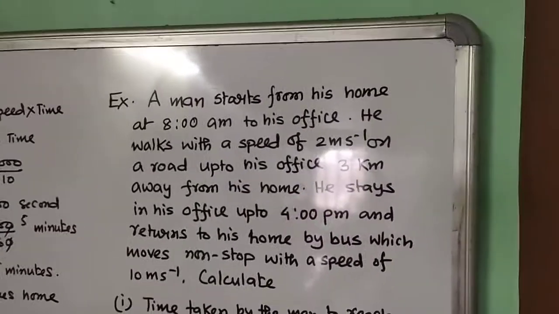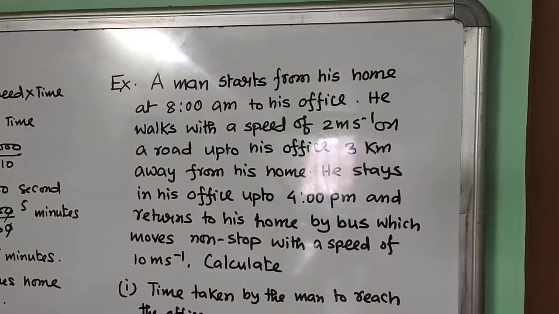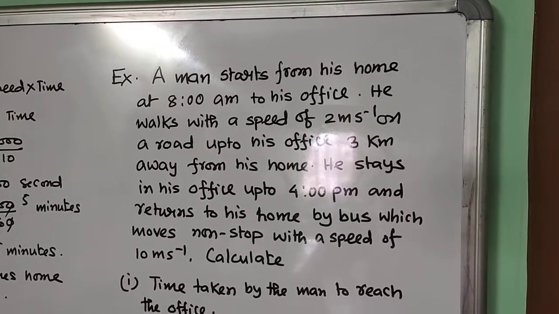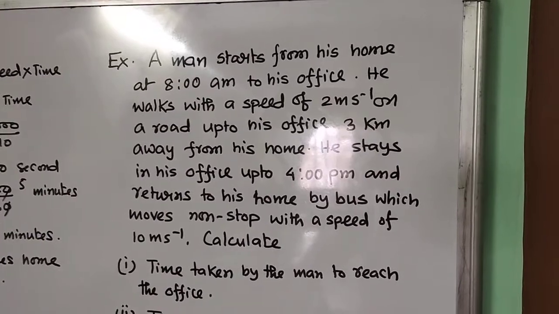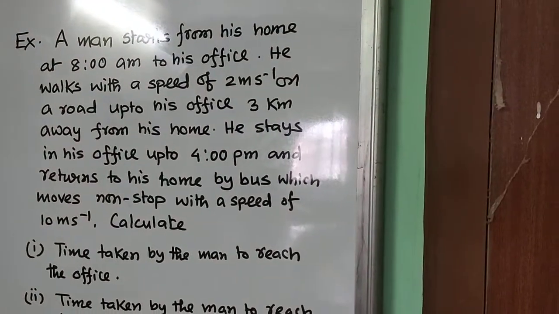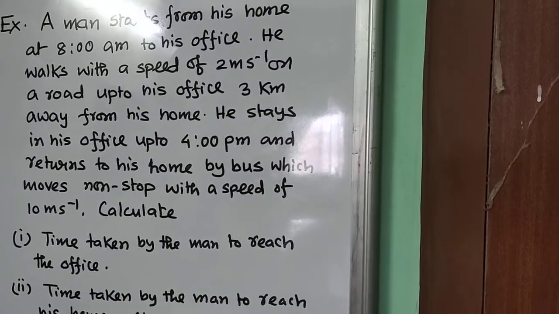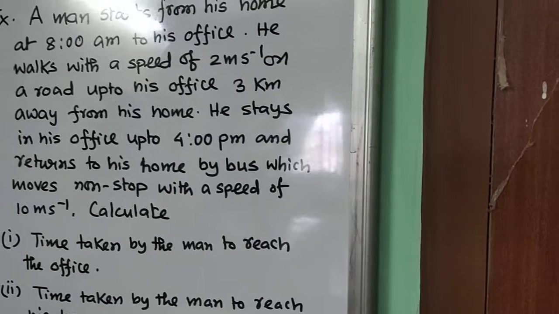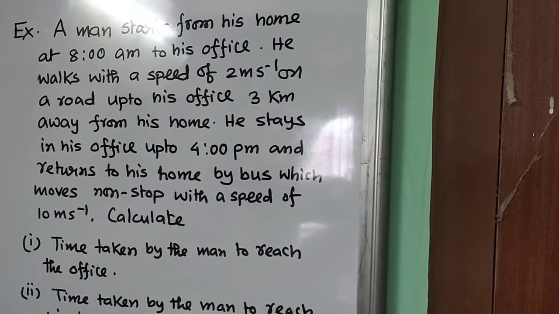A man starts from his home at 8 a.m. to his office. He walks with a speed of 2 meters per second on a road up to his office, 3 kilometers away from his home. He stays in his office up to 4 p.m. and returns to his home by bus, which moves non-stop with a speed of 10 meters per second.